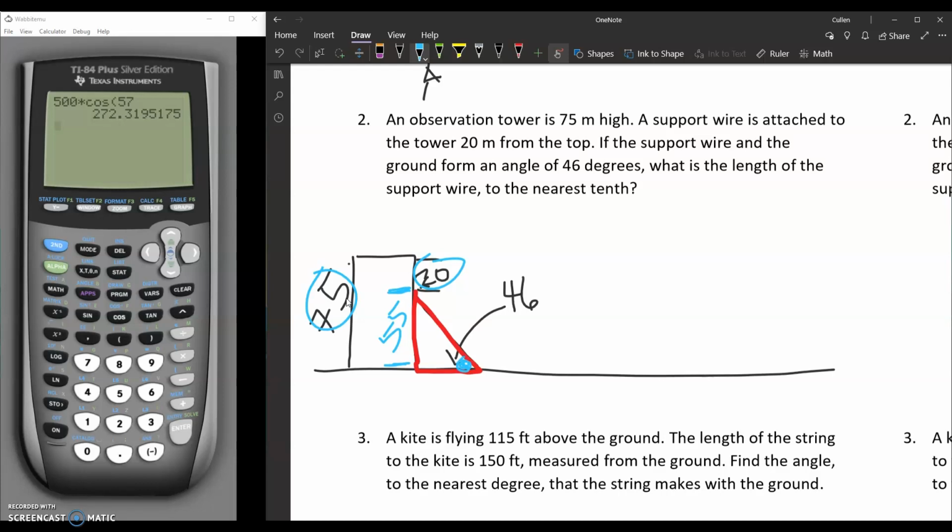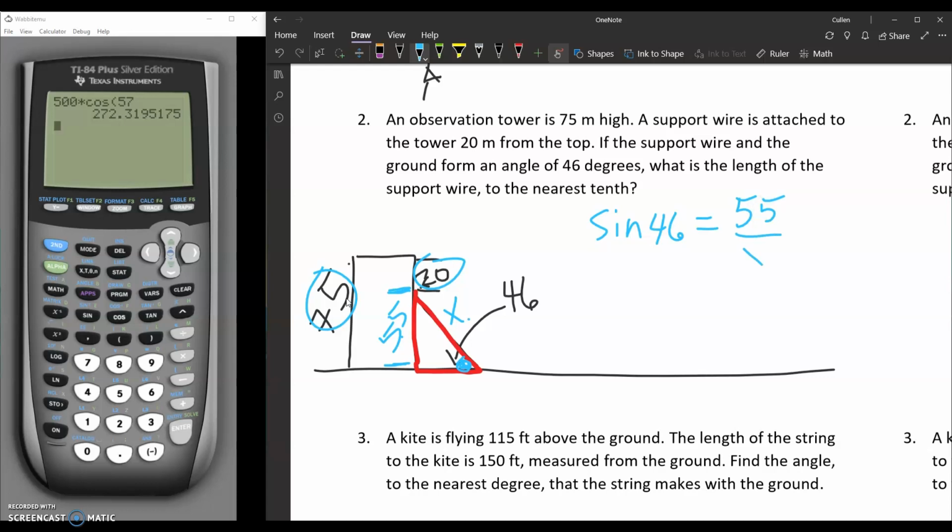And I'm going to put an X right here on the hypotenuse because that is the side we're looking for. That is the length of the wire. From where it hits on the building to the ground, that's the actual length of the wire. So the 55 from the bottom angle is the opposite, and X is the hypotenuse. So this is a sine problem. So I'm going to set up my ratio: sine 46 equals opposite 55 over hypotenuse X.